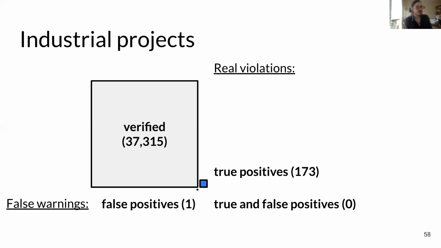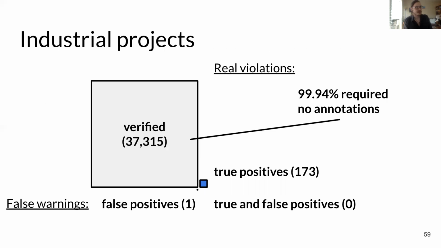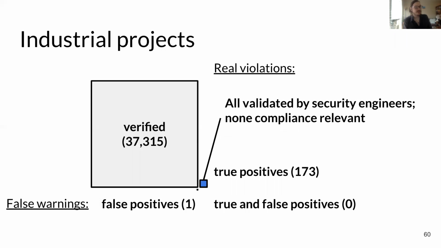A couple of things to note. First, of these 37,000 in the verified box, 99.94%, that is all but 23, required no human intervention. So we didn't use type inference here. We manually wrote type annotations for those 23 because that was not a particularly large workload. Second is that all of these true positives were validated by a security engineer, and none of them were in code that was relevant to compliance, which we checked with compliance. The security engineers drove the findings to completion. So these are no longer a problem. So this is all gone.